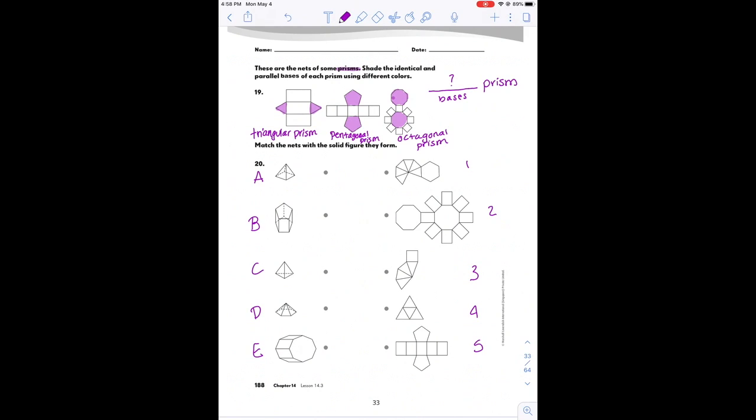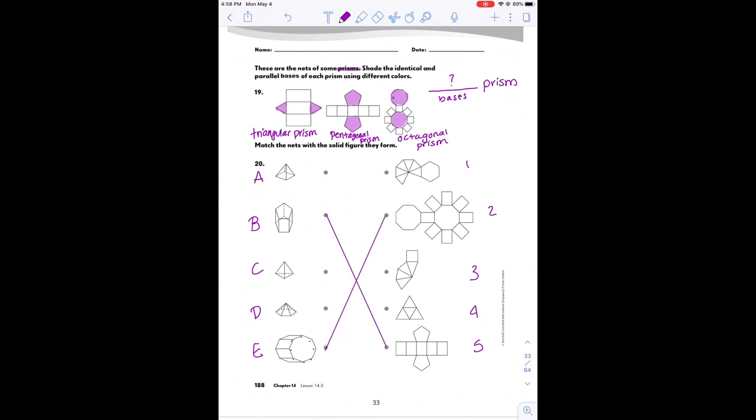Now, I would probably start with something like B, because I see that B has a pentagon, and that's a more rare shape. So let me look. I see 5 has a pentagon. So I think that those are going to go together. And then on E, I see 1, 2, 3, 4, 5, 6, 7, 8. Octagon. What else has an octagon? Looks like number 2 does. So I think those two go together.